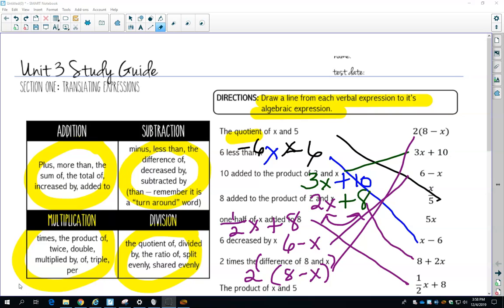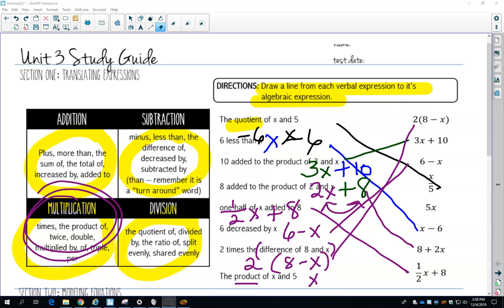And finally, the product of x and 5. Product, remember, means multiply. So algebraically, we don't write x5, even though the x came first in the problem. Oh, let me scroll this down. Even though the x came first in the problem, we actually put the 5 in front when we're dealing with our algebraic expressions and equations. So that one's going to be right here.